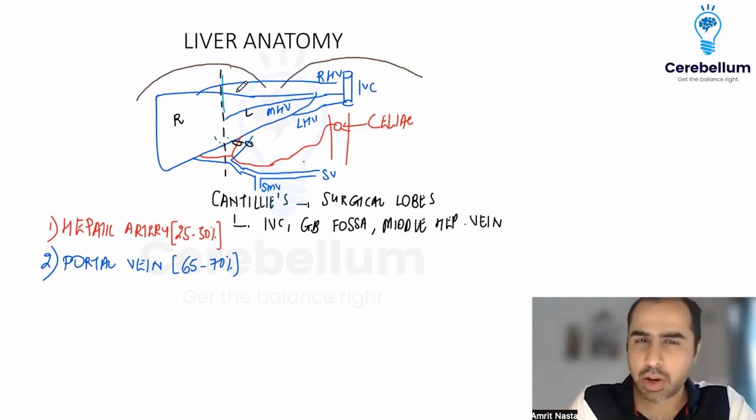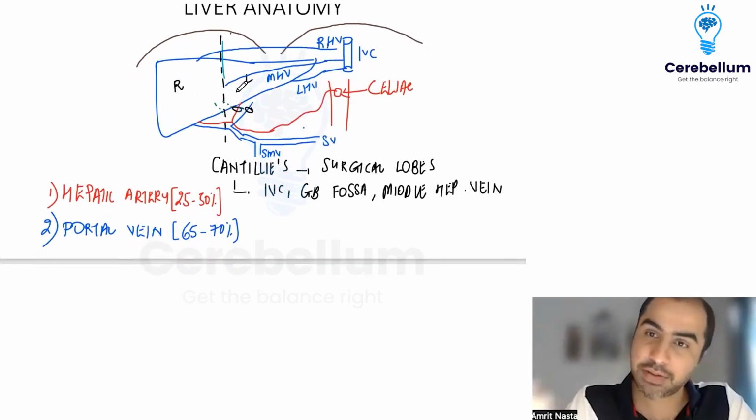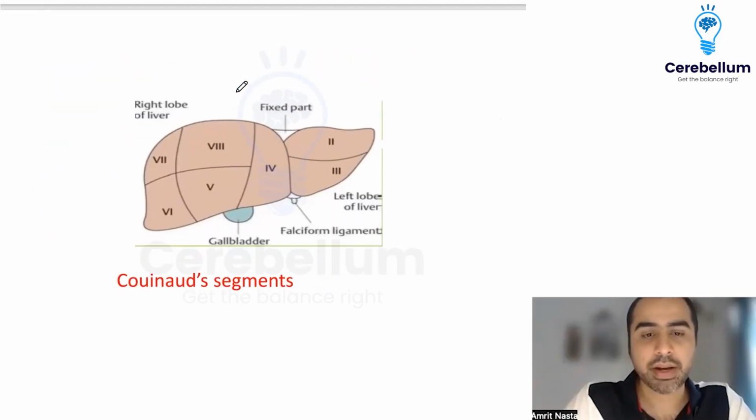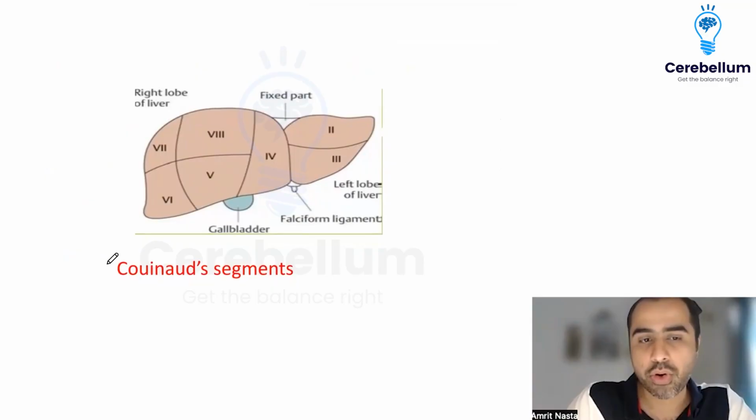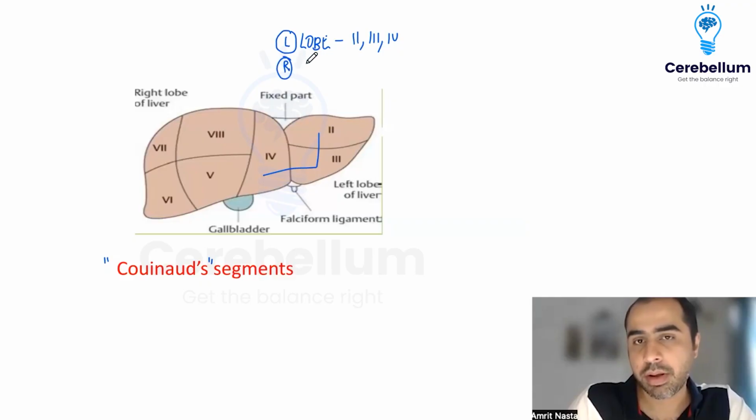Okay. Now coming to little one step ahead, liver is further subdivided into segments. They are called as Couinaud segments. So if you see the left lobe, it has three segments. They are numbered 2, 3, 4. The right lobe has four segments: 5, 6, 7, 8. Where is segment 1?